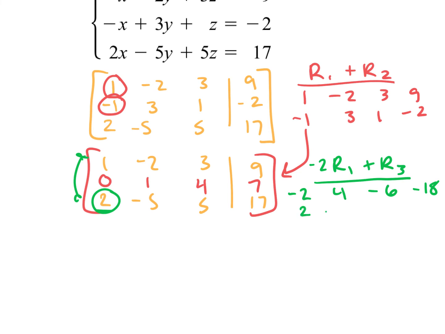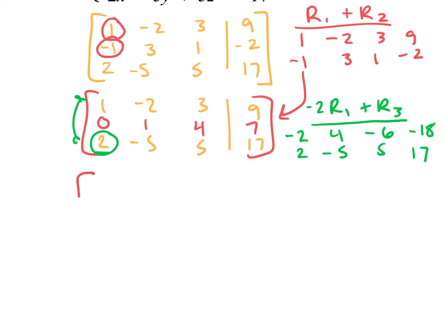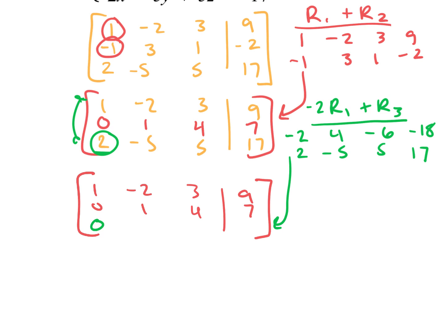And row 3 is 2, negative 5, 5, 17. Rows 1 and 2 stay the same. And then whatever I get here goes into row 3. So negative 2 plus 2 is 0. 4 minus 5 is negative 1. Negative 6 plus 5 is negative 1. And negative 18 plus 17 is negative 1. All right, so I'm good with the first column.